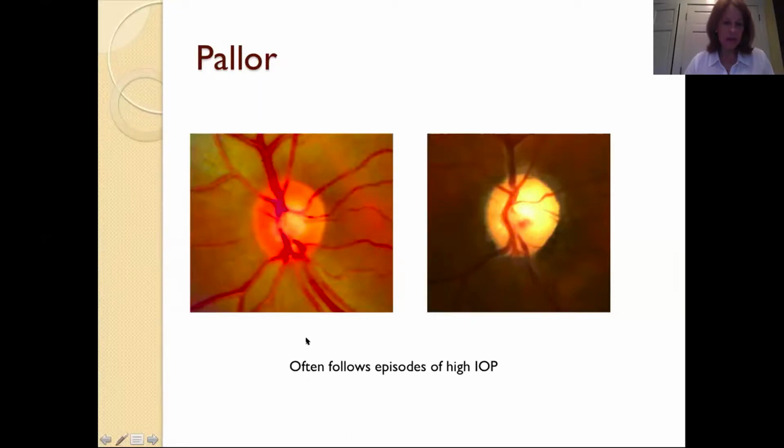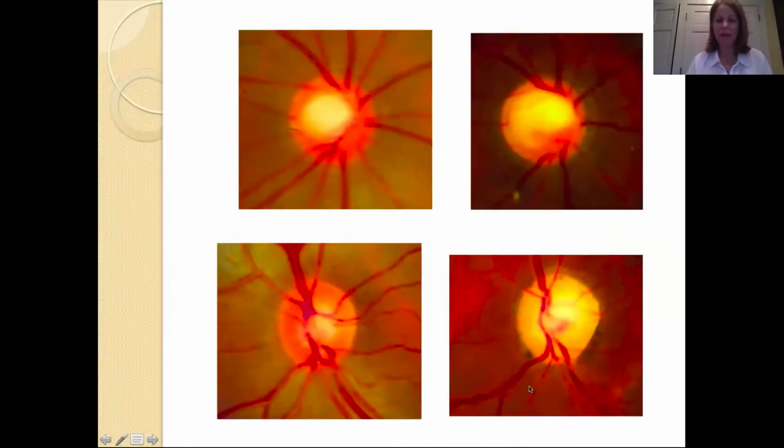And this is an example of a patient that had a nice disc here, had episodes of elevated pressure, and wound up with pallor. You'll have to trust me a little bit on it. You can see that the exposure is a little bit different between the two photographs, but this patient did have pallor. And this patient is a very good example. This is a patient I have followed now for over 25 years.